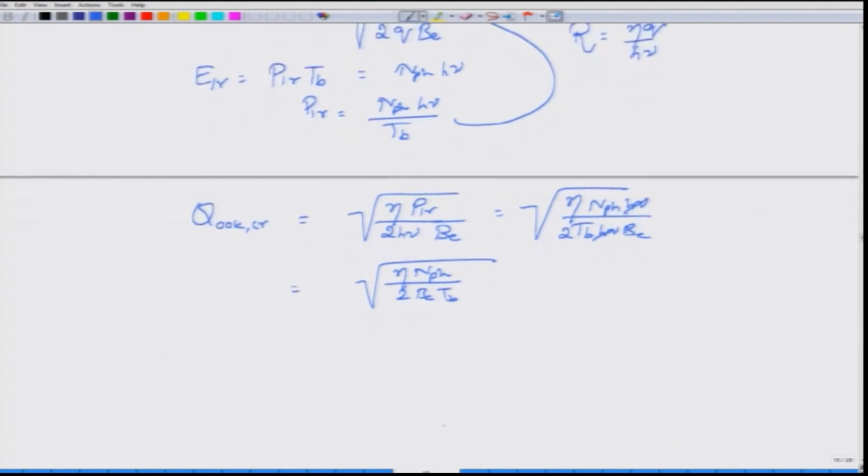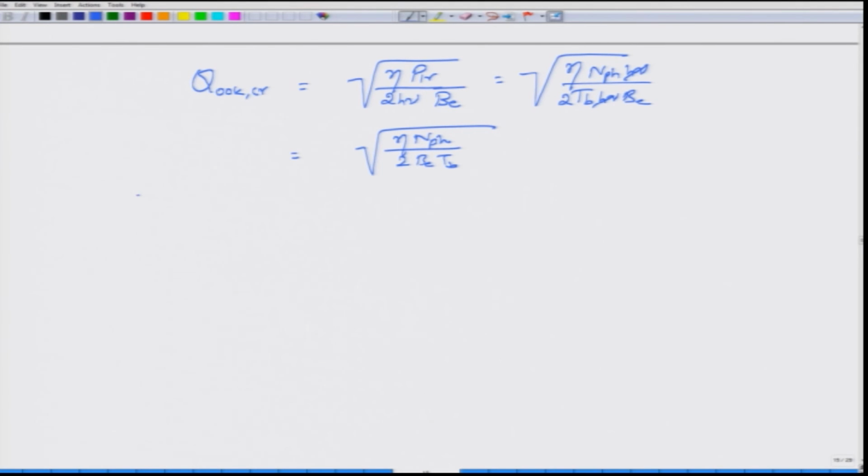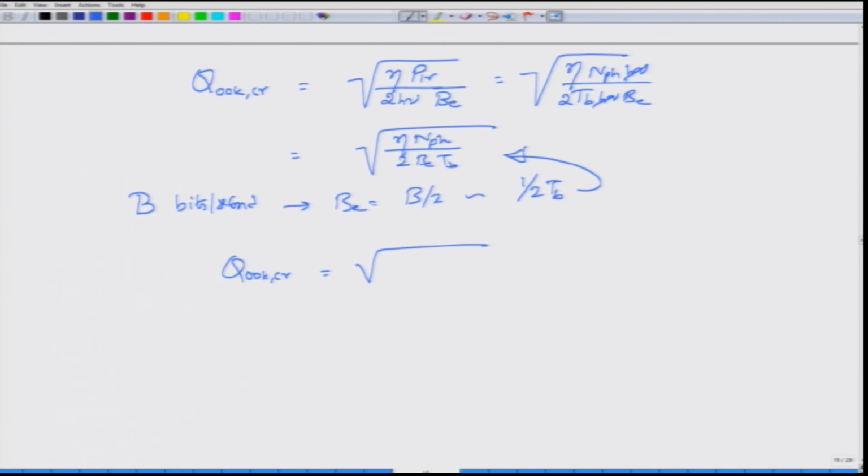If you are using Nyquist pulse shaping, then to transmit signals at a rate of B bits per second, you need a bandwidth of about B by 2, or 1 by 2 TB. Assuming Nyquist pulse shaping, this is the bandwidth that you require. So you can substitute BE as 1 by 2 TB in this expression and see that the denominator simply cancels out, or becomes equal to 1. So the Q factor for on-off keying with the coherent receiver is given by square root of eta times the number of photons that you are receiving when you have transmitted a bit 1.